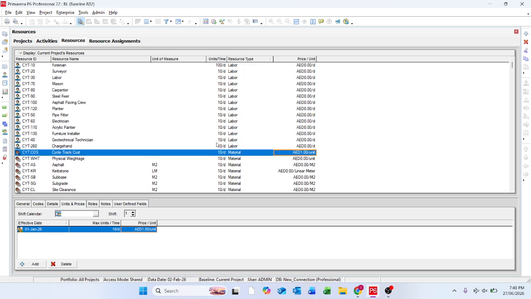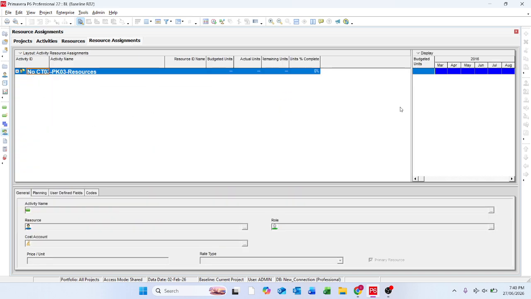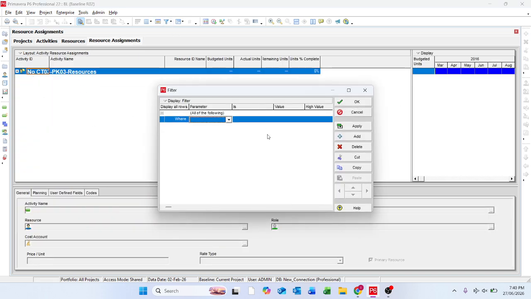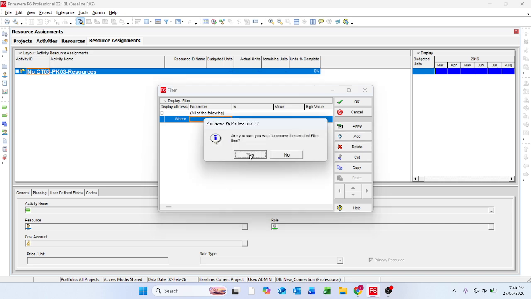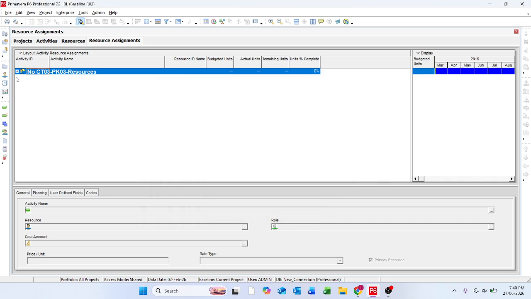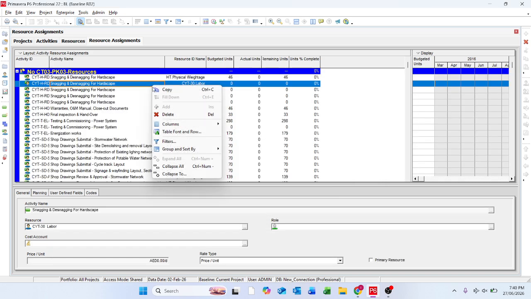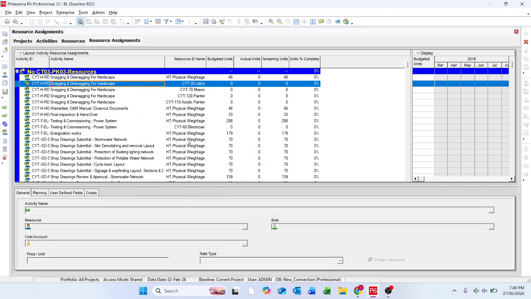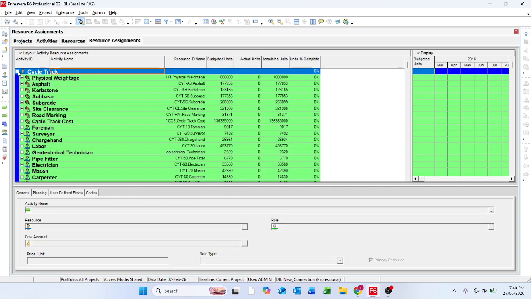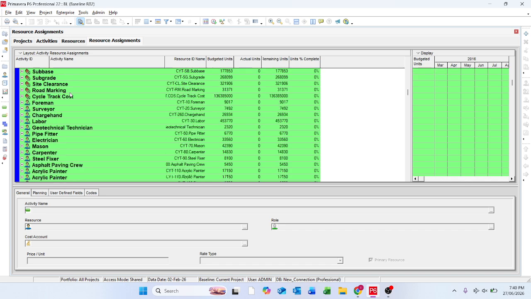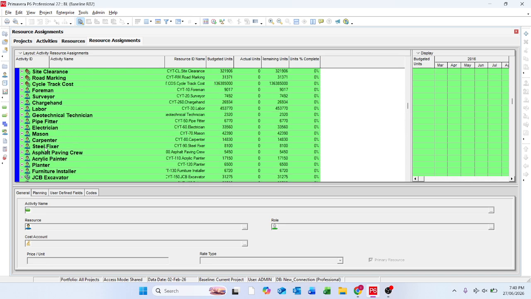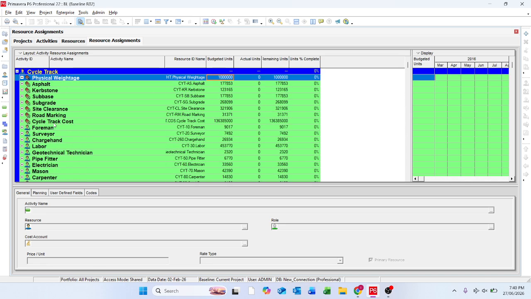Okay, in the resource assignment window you can also have all the resources here. Let me show you the window. Remove this one. So filter by resources. So you see here the physical weightages are kept as 1 million. Okay, cost resource is over here.